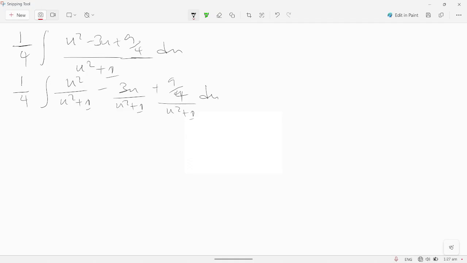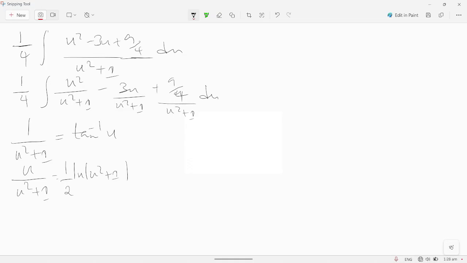We're almost at the answer. The only thing we need to do is integrate this. From what you know, 1 over u squared plus 1 is just simply the inverse tangent of u, and when you have u over u squared plus 1, this is just the natural log of u squared plus 1, and you have to put the half here.